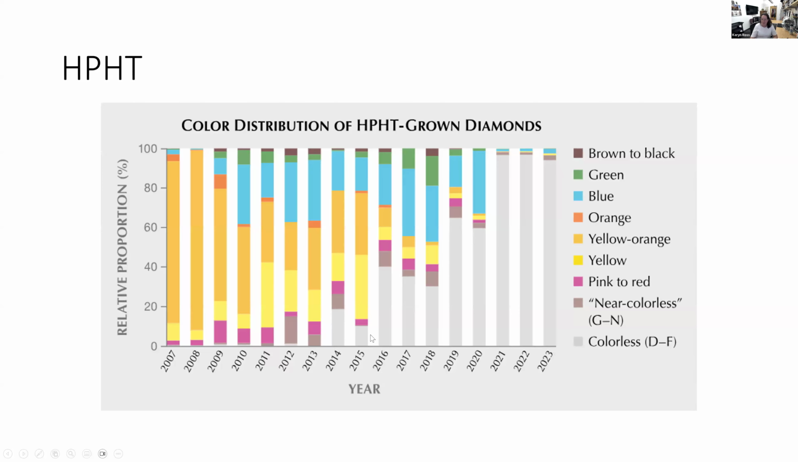But I want you to notice what happens through time. And as we get to 2023, which was the last bit of information I could find of a chart that looks like this, we're noticing that almost everything that comes out of here is colorless. And what isn't colorless, we have a little bit of near colorless. Then we have some yellows and some blues and some greens. Very popular colors, those blues and those greens. And so we've gotten very good at making pretty nice looking diamonds out of HPHT.